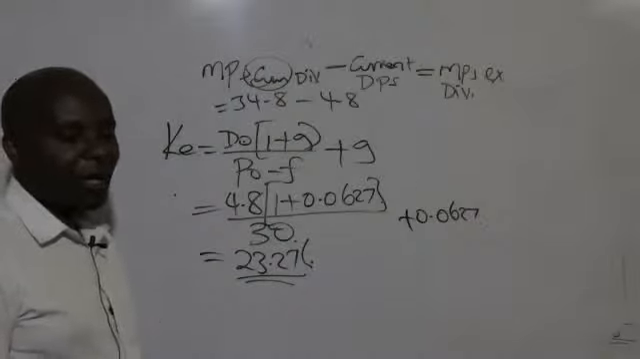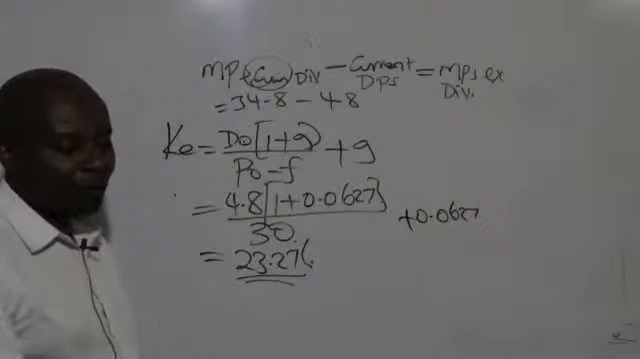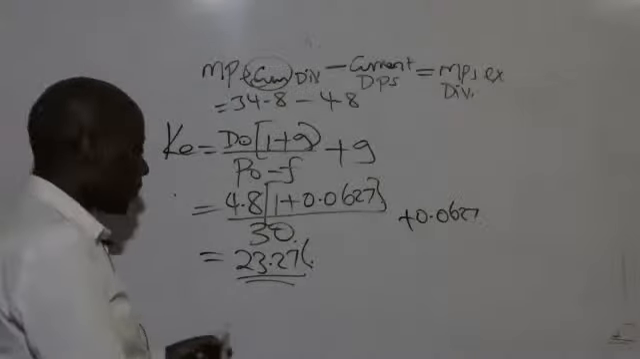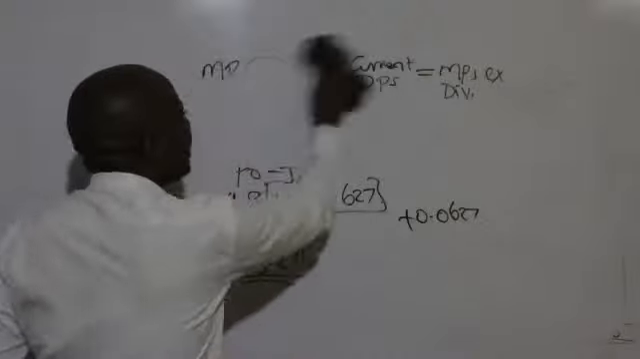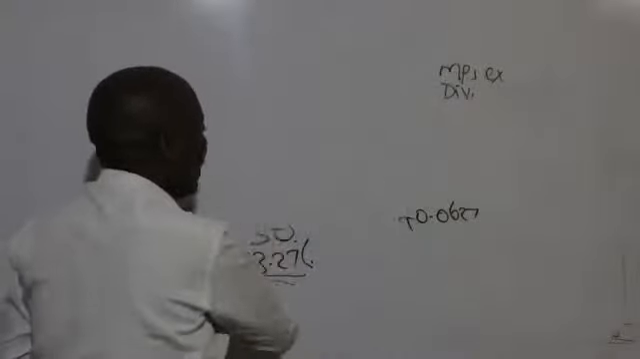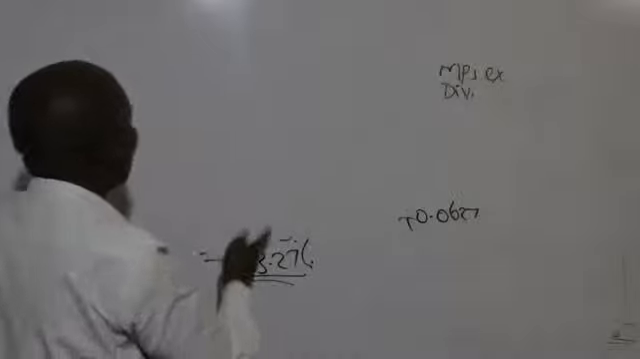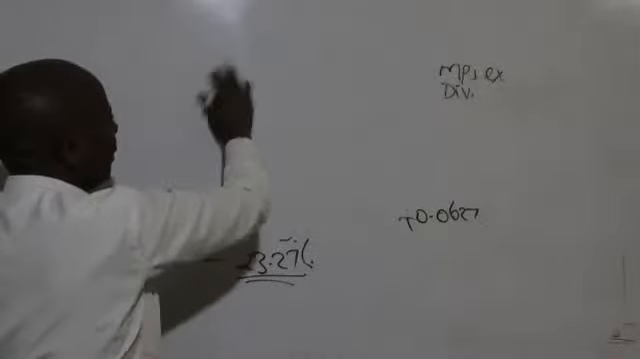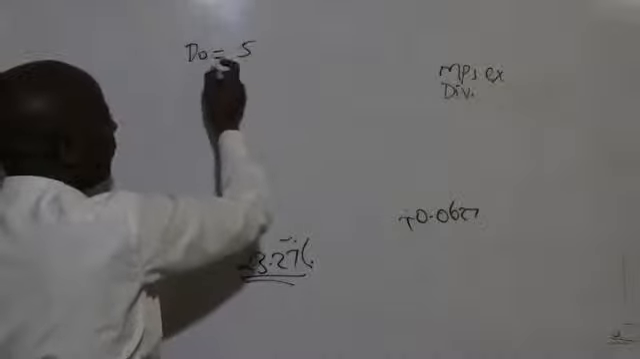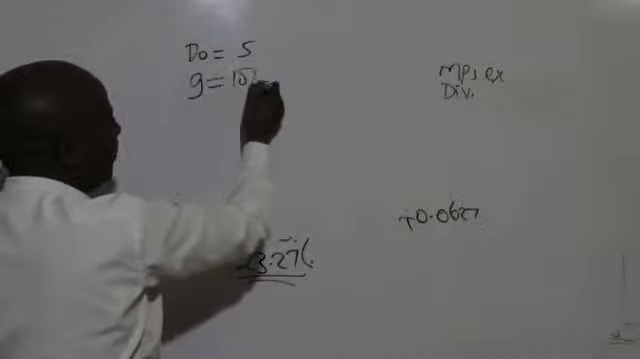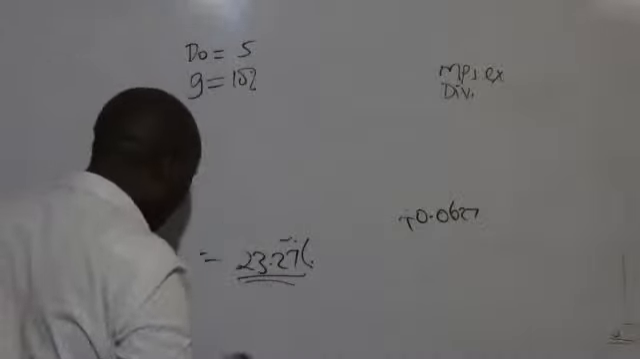Now we want to get some place where we can write some rough work, because I want us to continue this question in our next class. We are given this question here. We are given D0 is 5. We are given g is 10%.